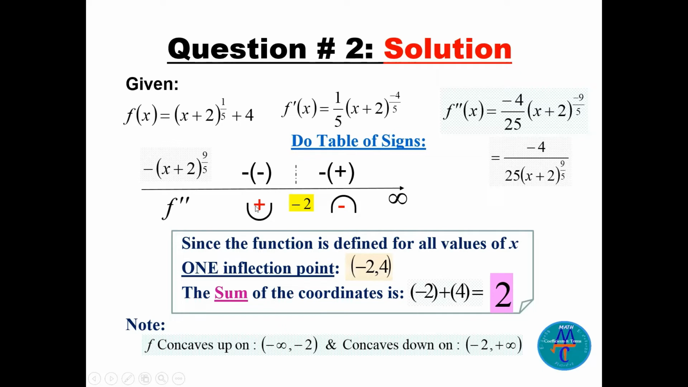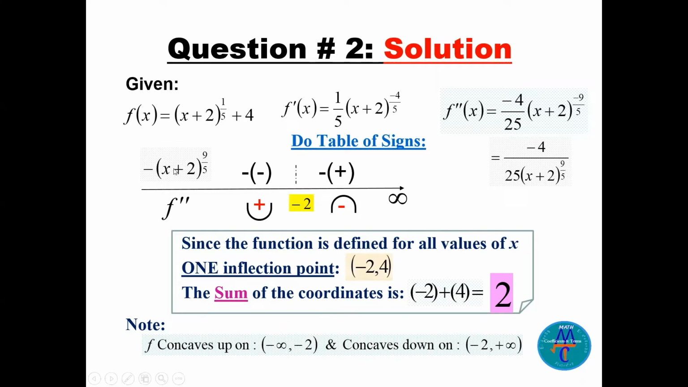So when you multiply them, you get positive. So f double prime is positive from minus infinity until minus 2. Let's try the other side, minus 2 to infinity. Let's take 7 or 8 or 50 or even 0.